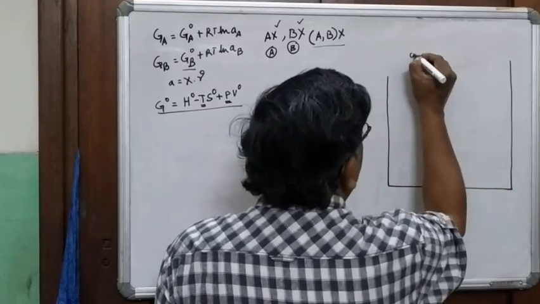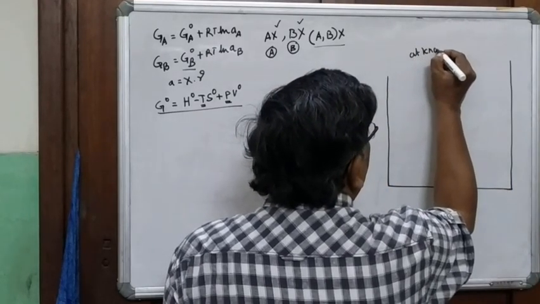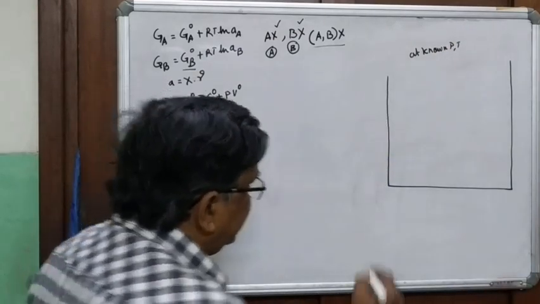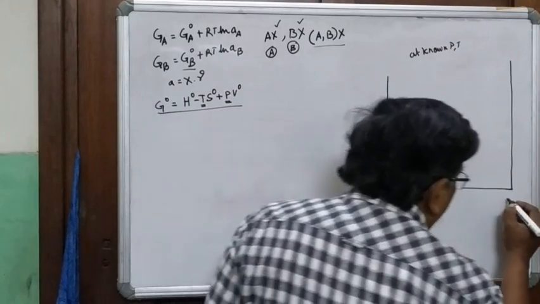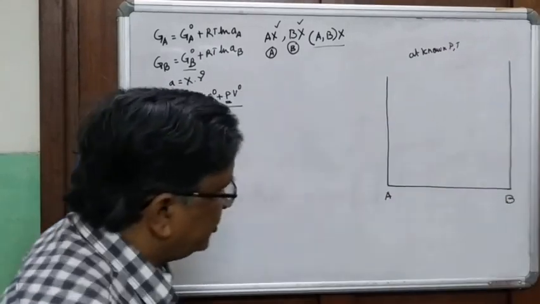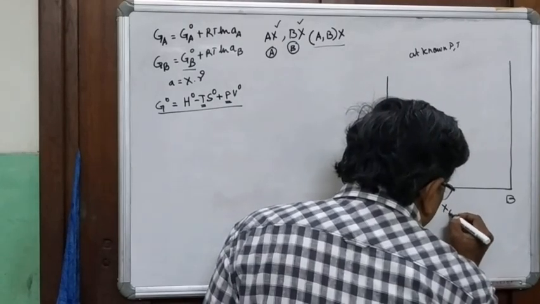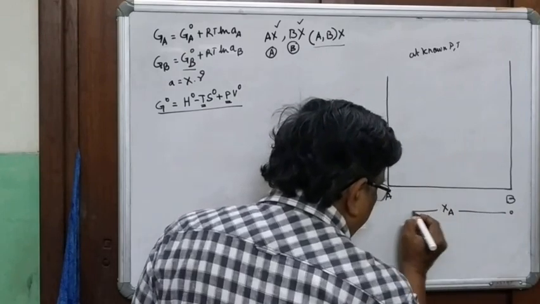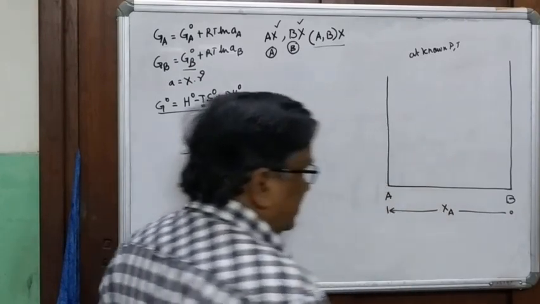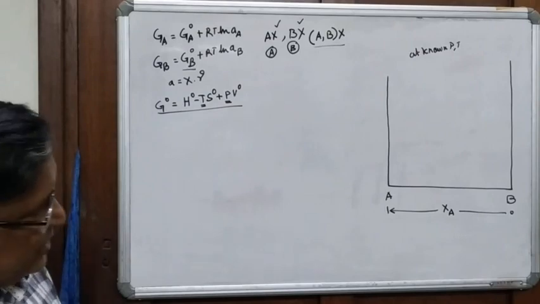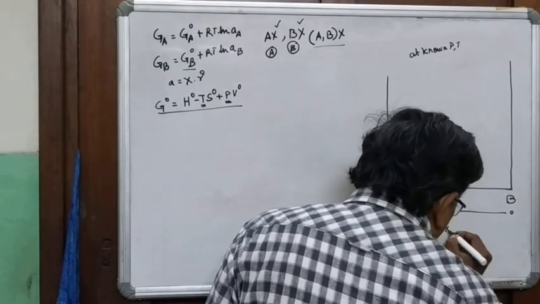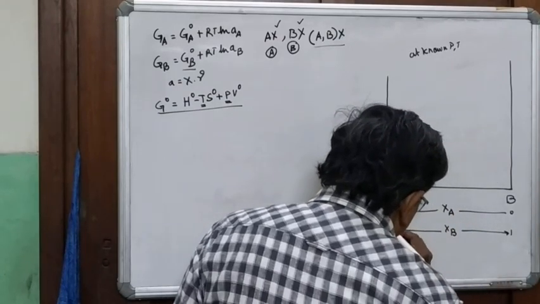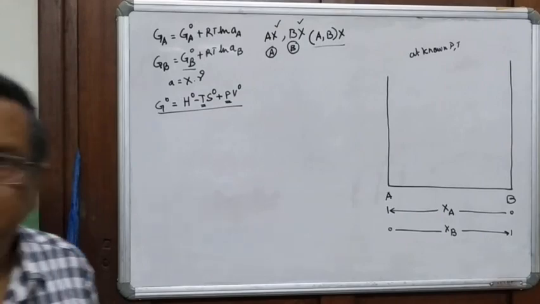So now let's draw a diagram, and we write at known pressure and temperature. This is A and this is B. So XA is equal to 1 here and 0 here, which means XB is equal to 0 here and 1 here, because XA plus XB is equal to 1.